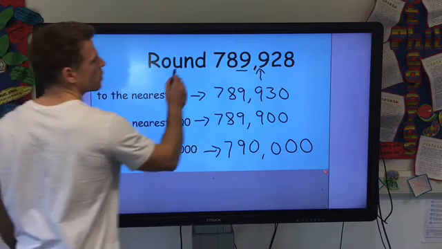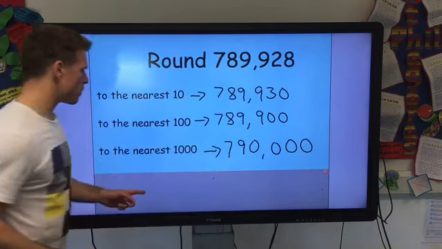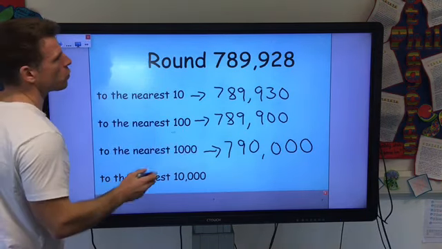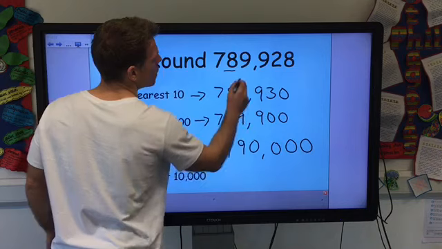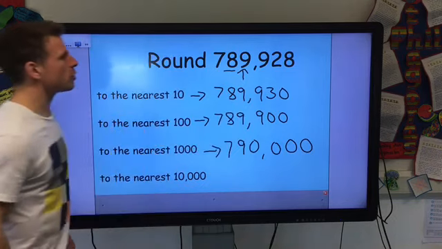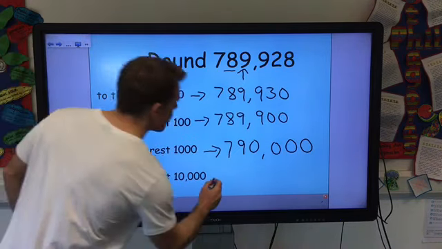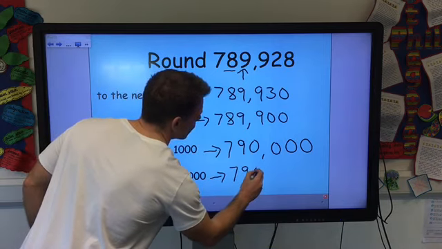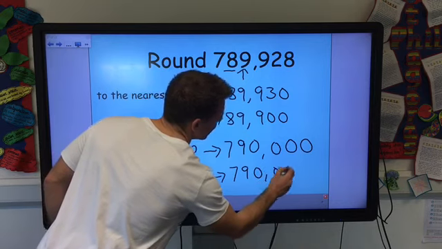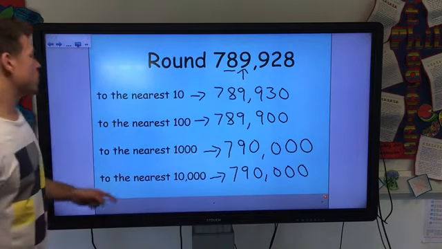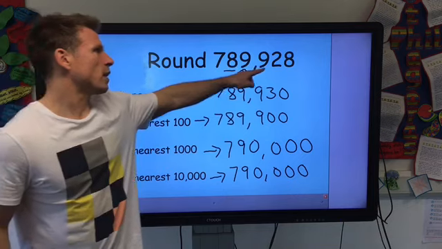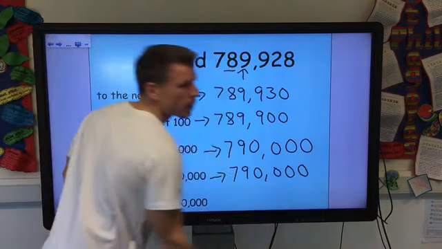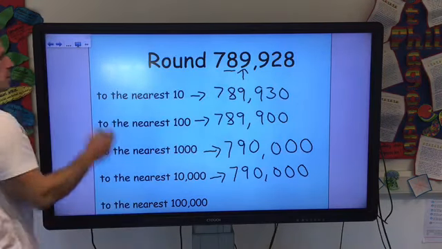Let's do it to the nearest tens of thousands. So, usual drill, underline the tens of thousands, so that's a 5 or above. I'm going to round it up, so I'm going to do my little arrow to remind me. So this one will also be 790,000. So 789,928 to the nearest thousand and tens of thousands is exactly the same answer. And you do get that sometimes.